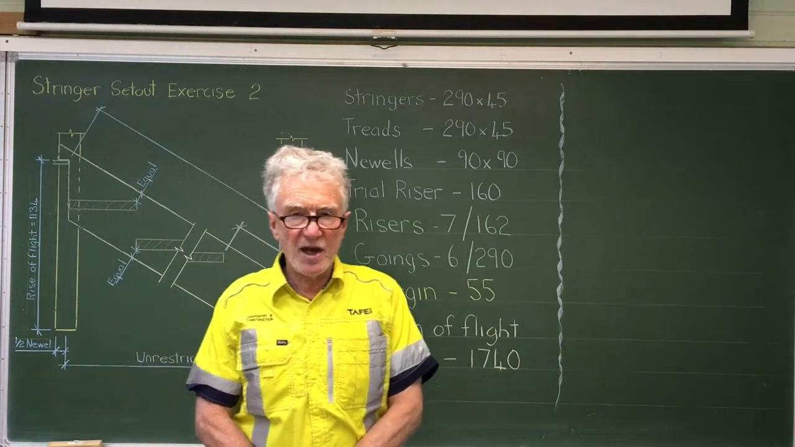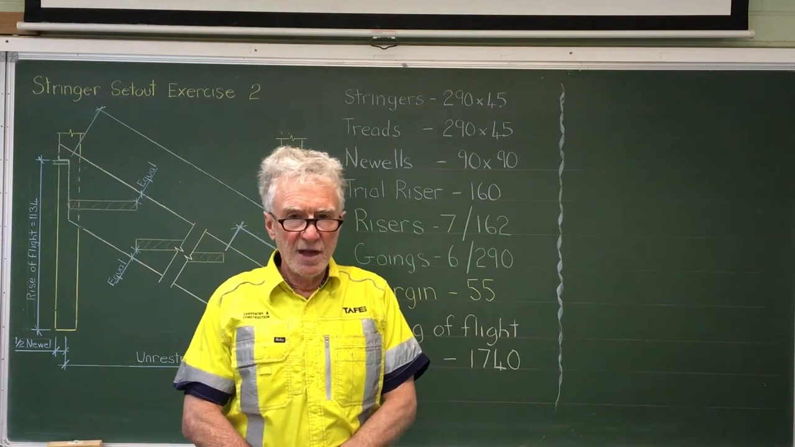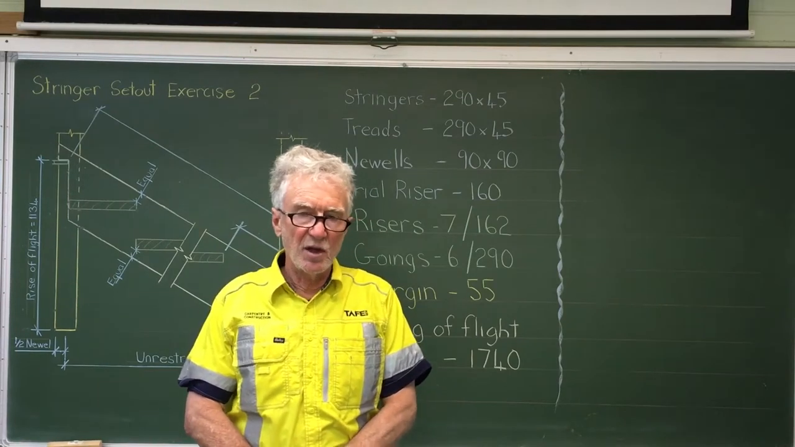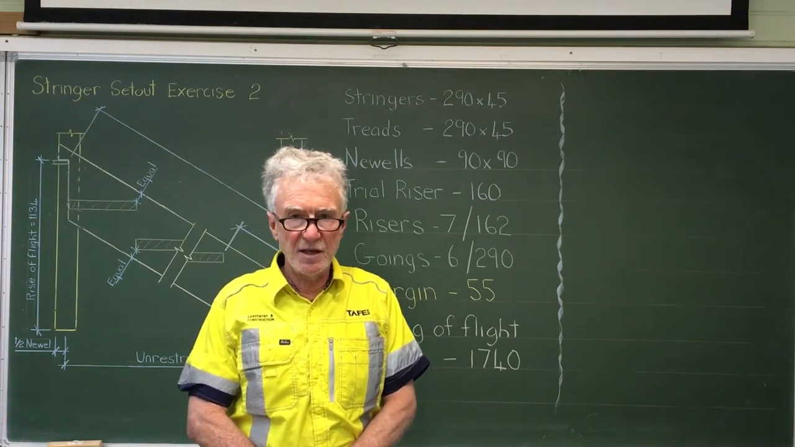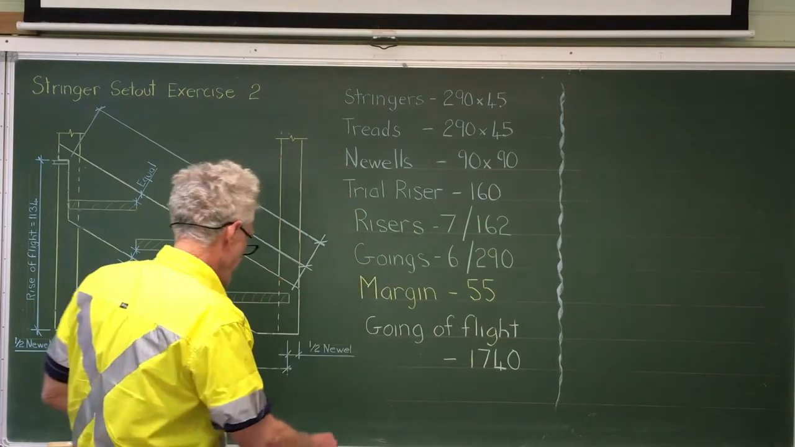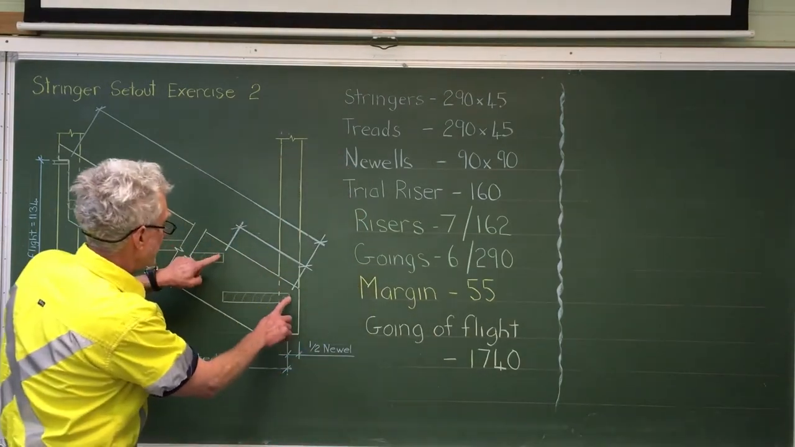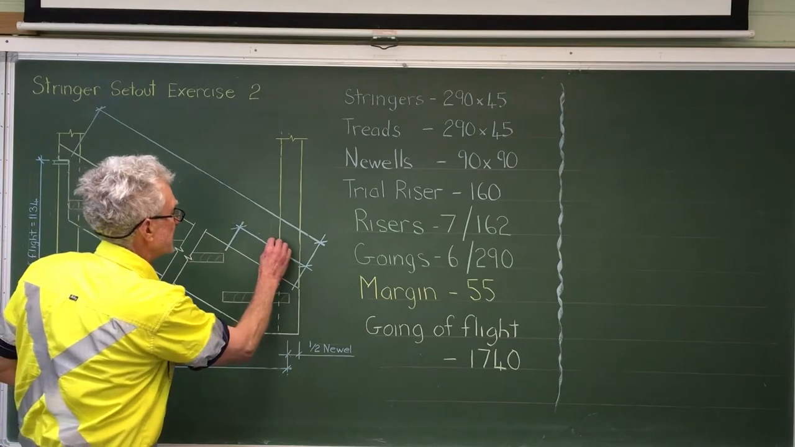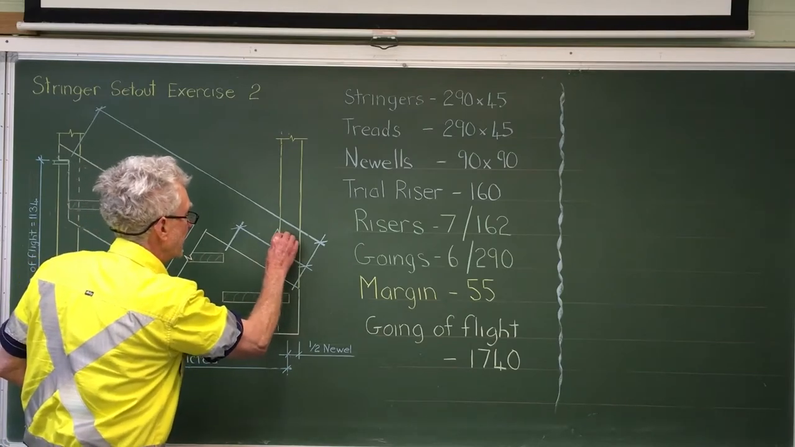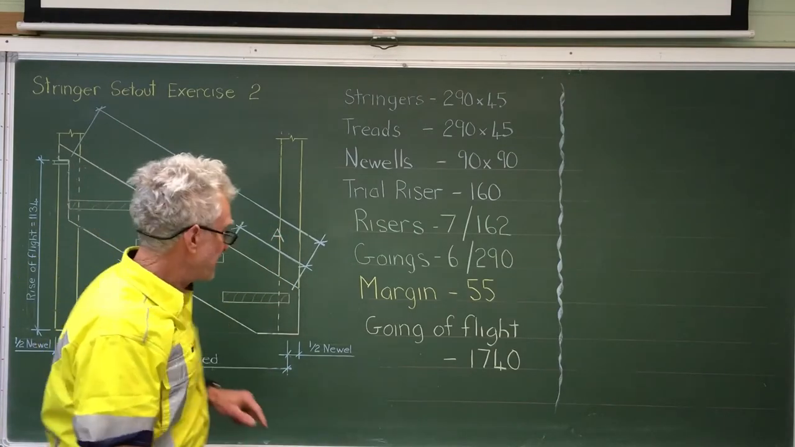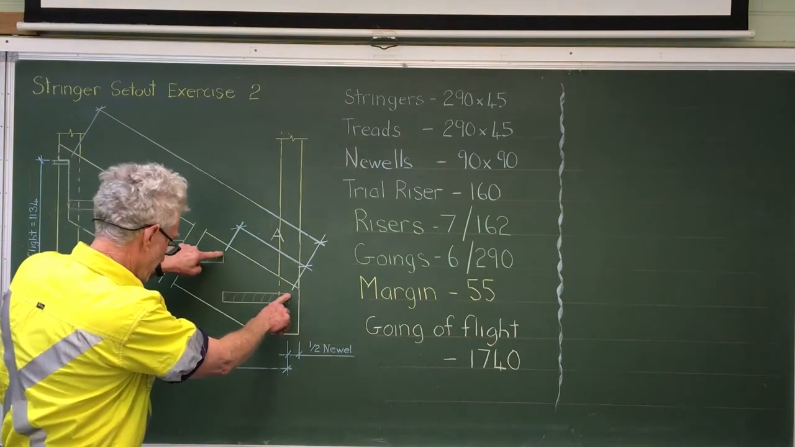To set the stringer out, there are 2 other numbers that are good to calculate. They will add to the accuracy of your set out. These 2 are this distance first. I'm going to call it distance A. Distance A is the nosing to nosing distance.